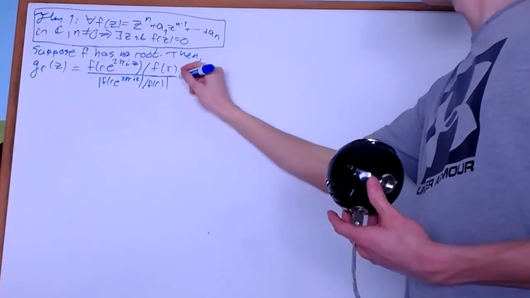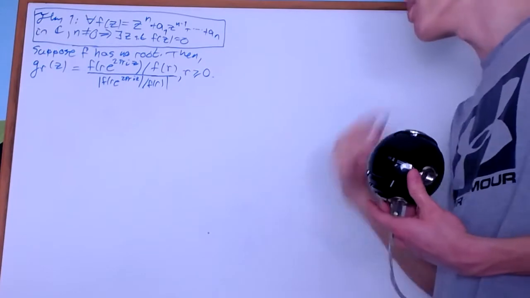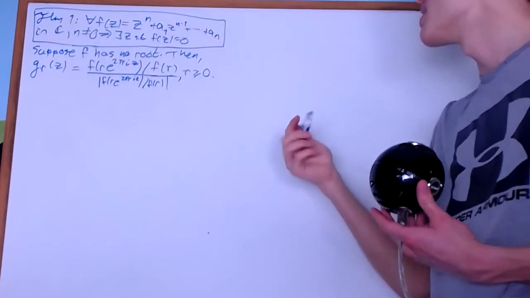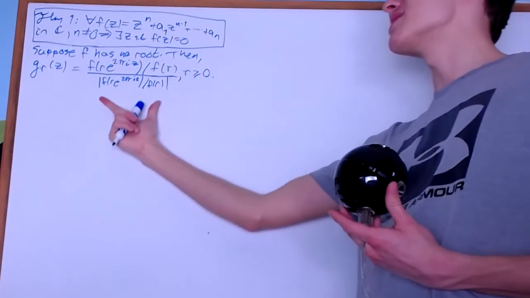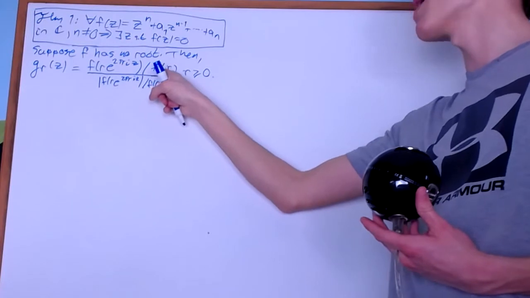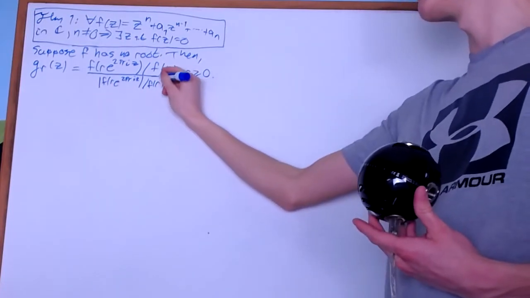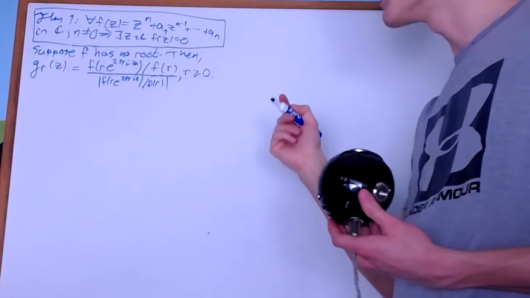And this is going to be for r bigger than or equal to 0 in the real numbers, and z is your complex input. Now, because we know that f has no roots, we know that this is well defined, because this denominator will never equal 0, and this denominator will never equal 0 either, because it all involves just f. What is the importance of this?